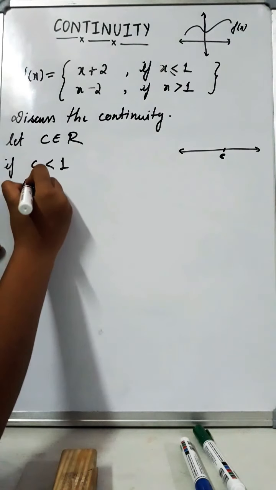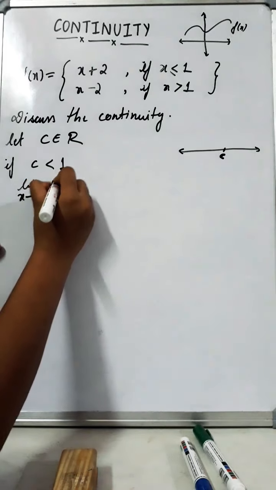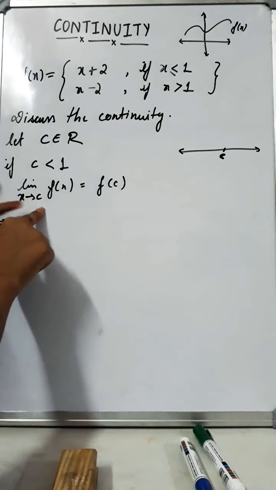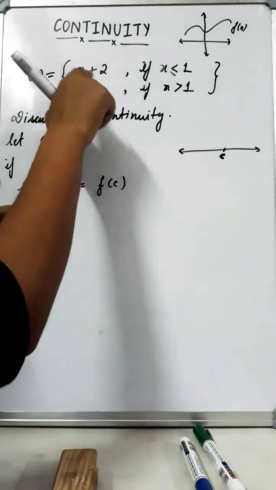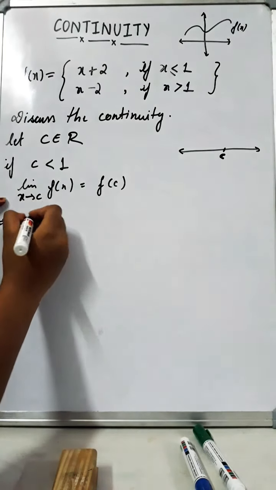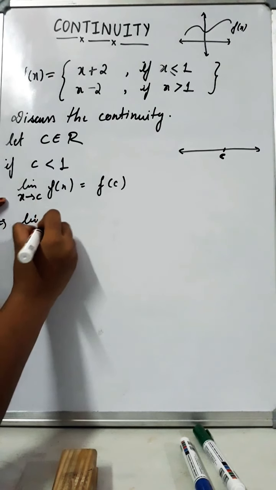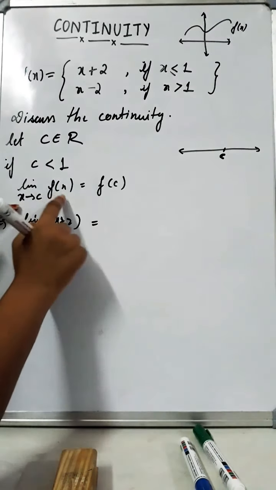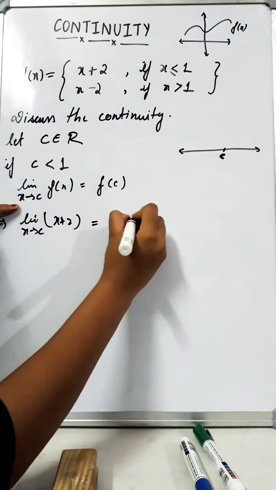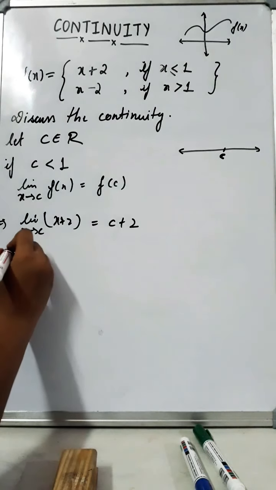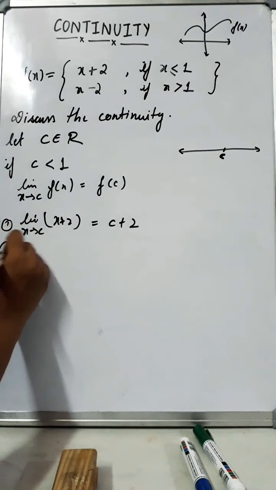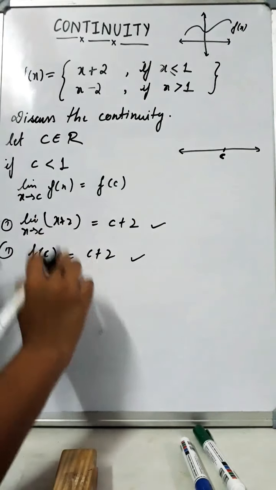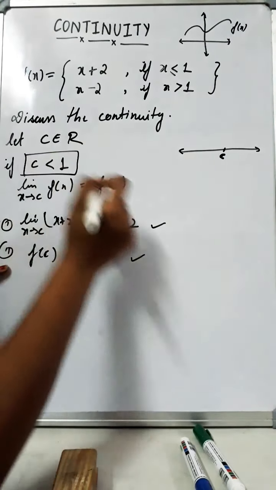You know how you are going to check: the limit as x tends to c of f(x) is equal to f(c). So what is the limit of f(x) as x tends to c? When c is less than 1, your function is defined as x plus 2. That means the limit as x tends to c of x plus 2 is c plus 2. And f(c) is c plus 2 only. So both of them are equal. So for all c less than 1, your function is continuous.